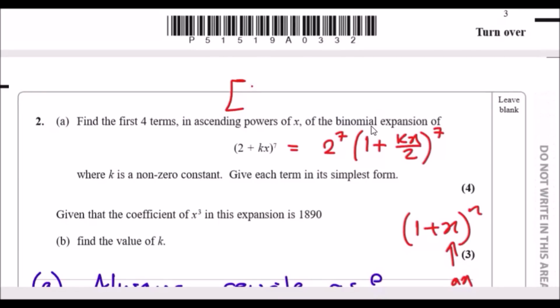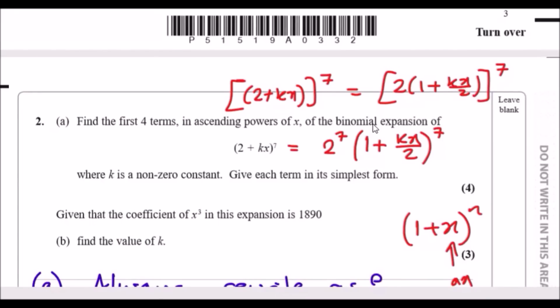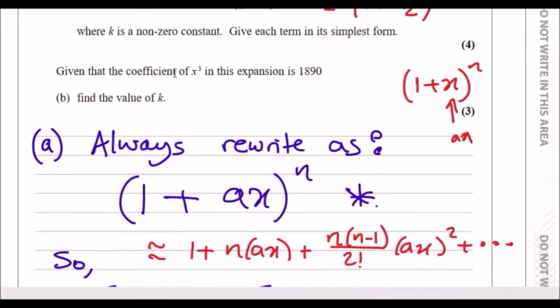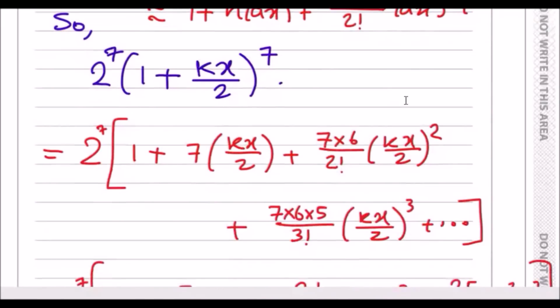If you're not sure why you take the 7 out, just ignore this power 7 for a second. Imagine you just had one big bracket with 2 plus kx all to the power 7, right? If you factorize the inside, you literally just take 2 out, so you get 2 times the bracket 1 plus kx over 2 all to the power 7, and then you just distribute the 7 to the 2 and the bracket, and that's it. Anyway, that's fine. So now let's go ahead and expand using our method.